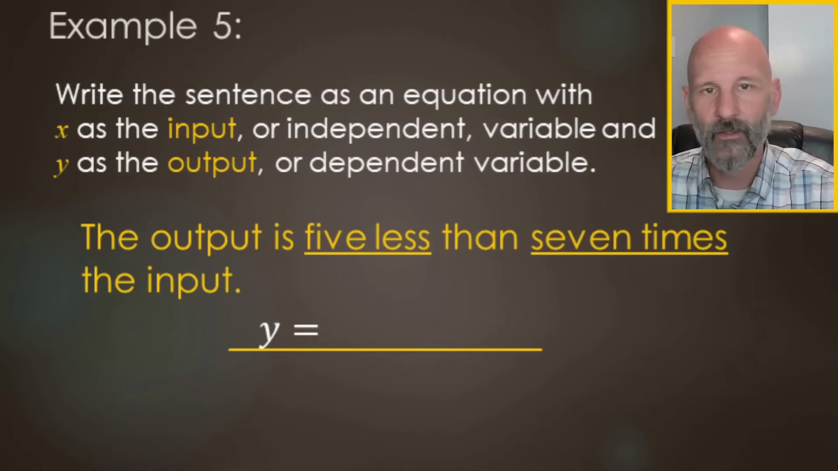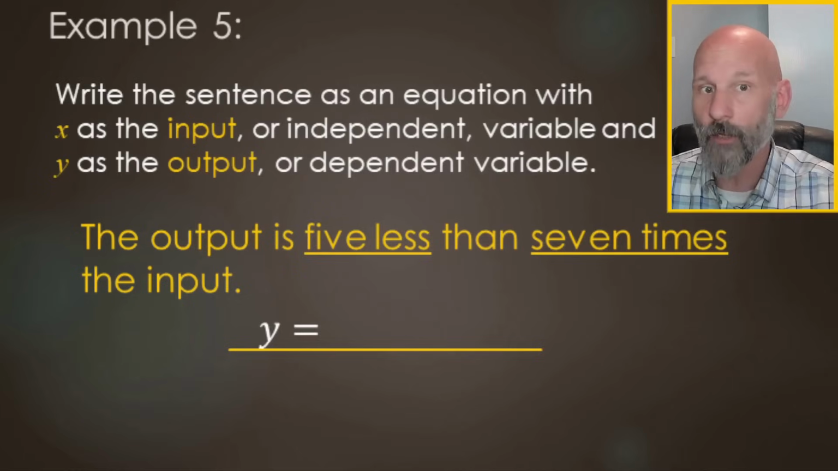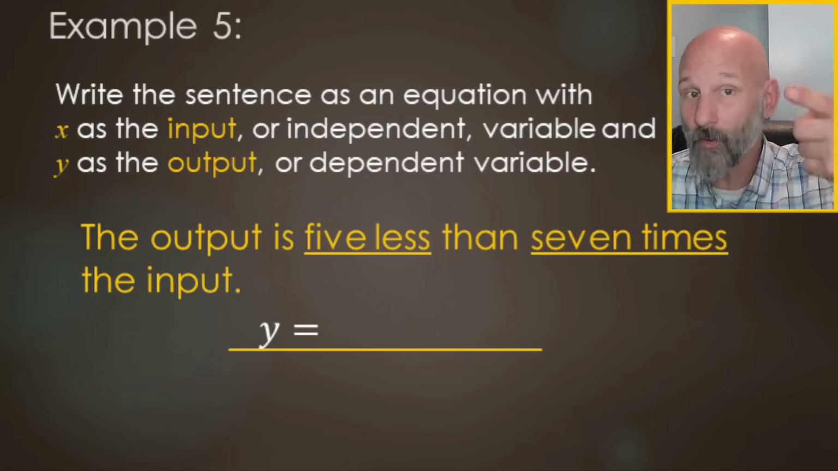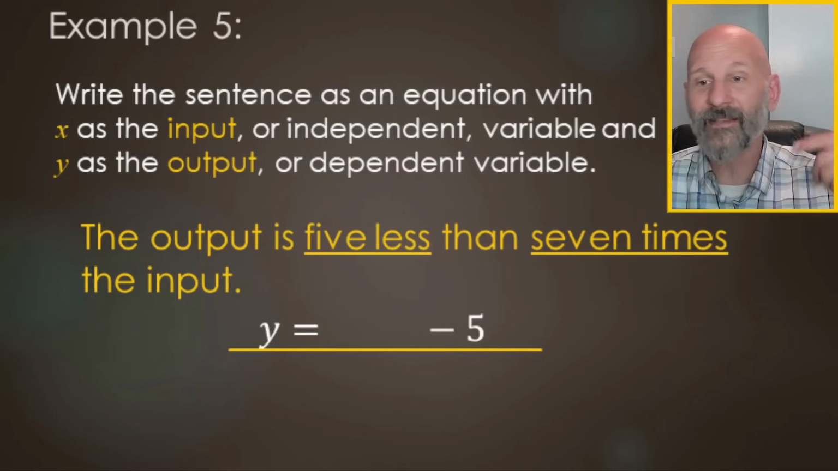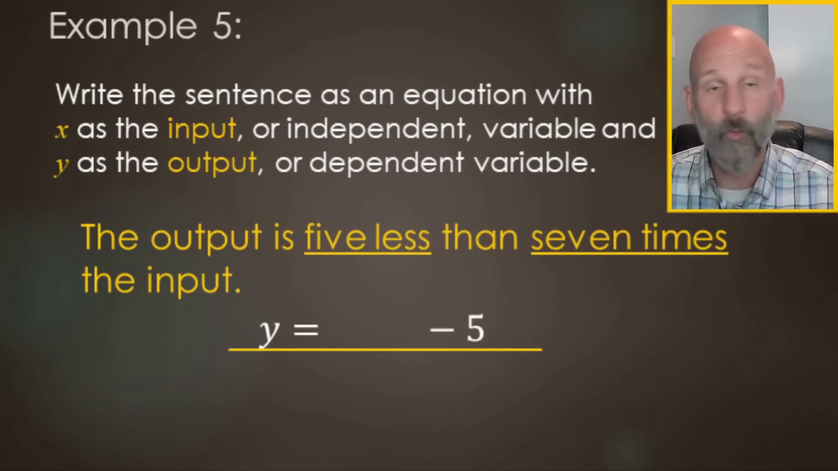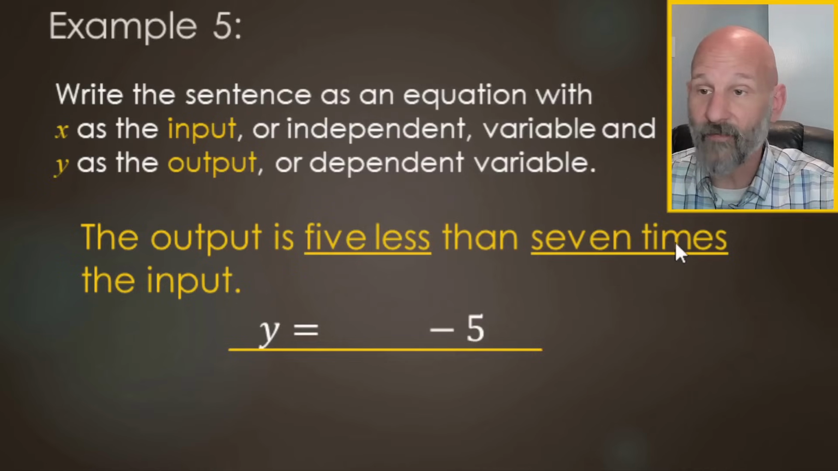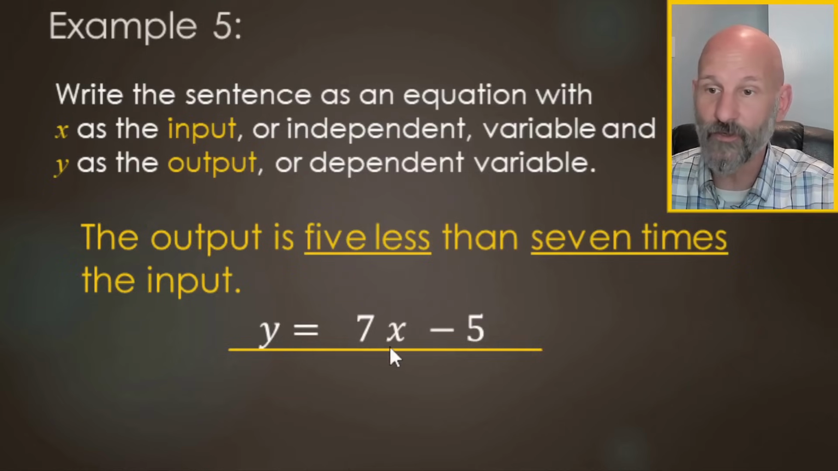5 less. So if you have $20 and your friend has 5 less, he has 15. Which means you subtracted 5 from your money. So a 5 less means subtract 5. From what? From 7 times the input. So 7 times, that's 7 times. Now remember the input, that's x. Outputs go with y's, inputs go with x.